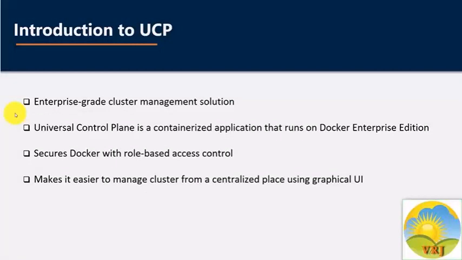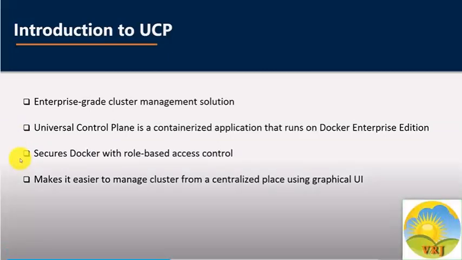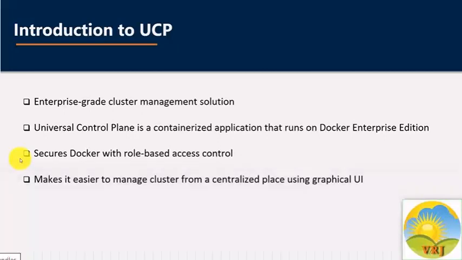Hello everyone. Docker Universal Control Plane (UCP) is the enterprise-grade cluster management solution from Docker. It is a containerized application that runs on Docker Enterprise Edition, or DEE, and extends its functionality to simplify the deployment, configuration, and monitoring of your applications at scale. UCP also secures Docker with role-based access control so that only authorized users can make changes and deploy applications to your Docker cluster. We can install it in on-premise deployments or in cloud-based deployments.